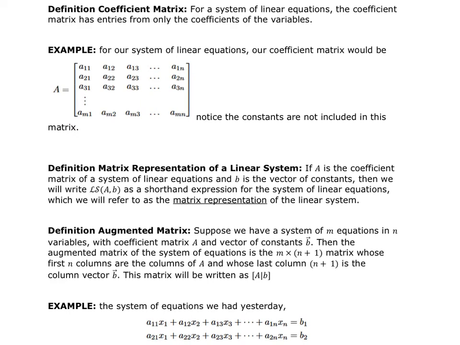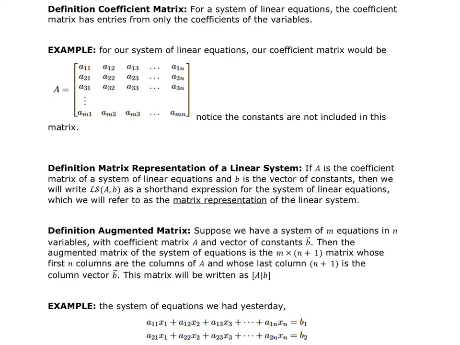Now, when we're talking about linear equations, one way that we want to talk about them is with this notation. This LS is notation for the fact that I'm looking at a system of linear equations. We also refer to this as a matrix representation of the linear equations, where A is the coefficient matrix and b is the column vector, which is the constants. So you may see the notation like this. This means the linear system of equations.